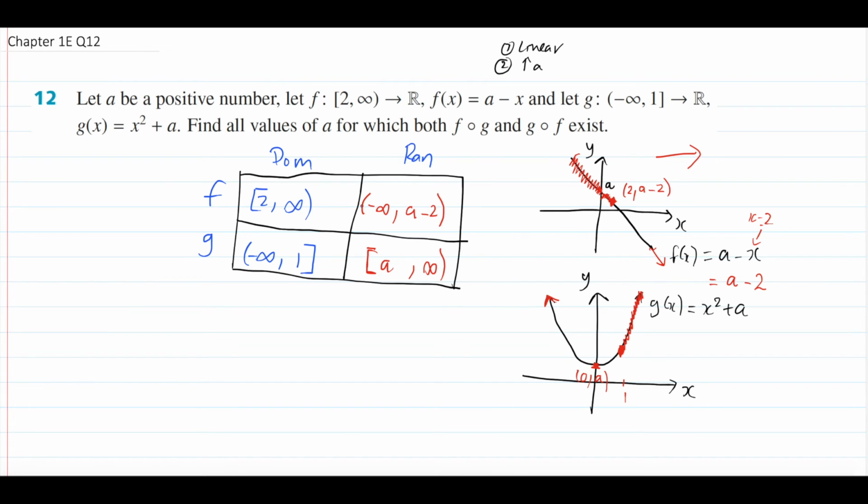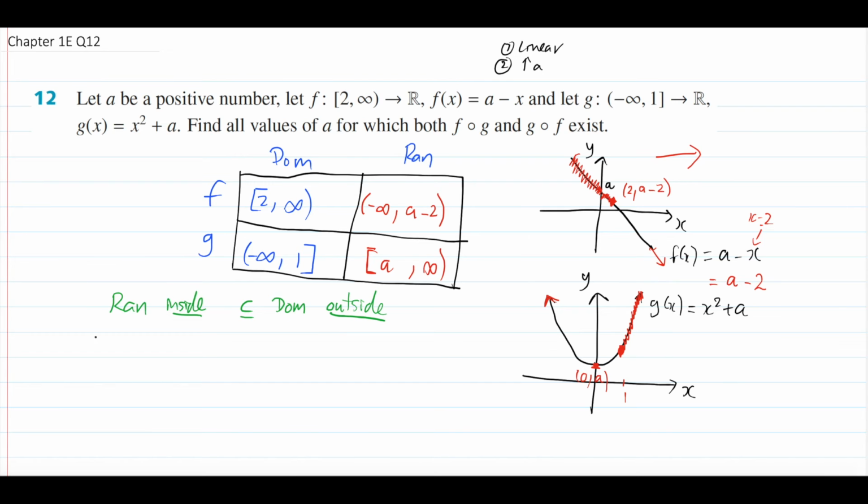Now that we've got our domain and range for both functions, we can easily apply the golden rule to determine for what values of a these two composite functions exist. So let's apply the golden rule. Recall this with me: what is the golden rule for composite functions? The range of the inside function must be a subset, so it must be smaller than or equal to the domain of the outside function. That's the golden rule for composite functions.